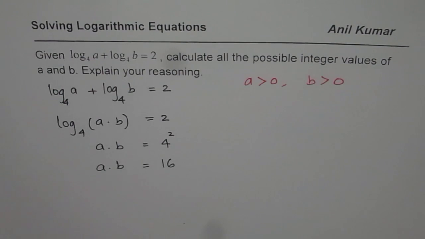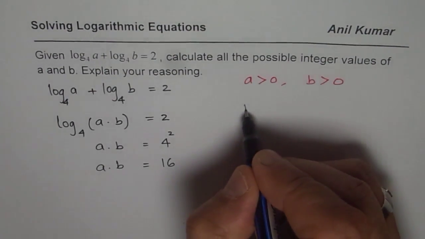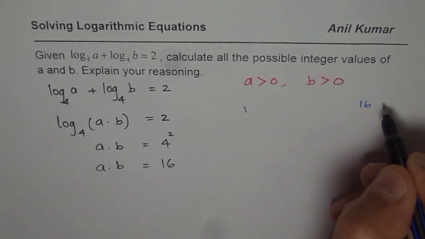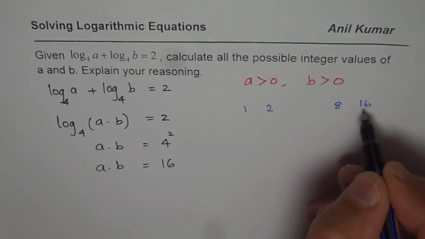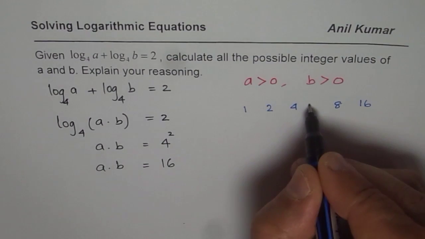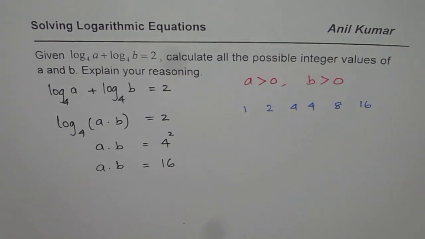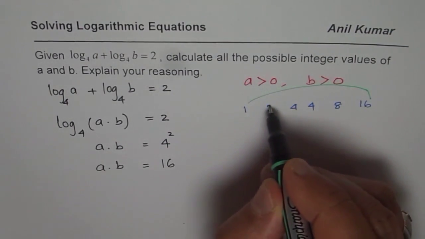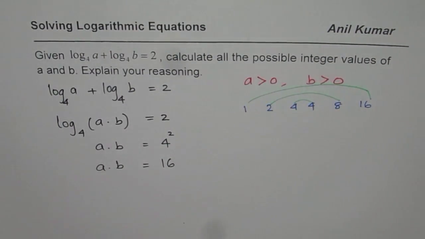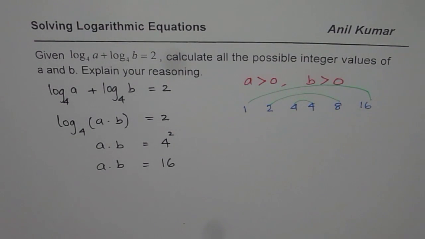So the values are, we could multiply 1 by 16 to get 16, correct? We could multiply 2 by 8 to get 16, or we could multiply 4 by 4 to get 16, right? So it's kind of a rainbow of factors. Okay, so like this. Perfect. So these are all the possible values of a and b.